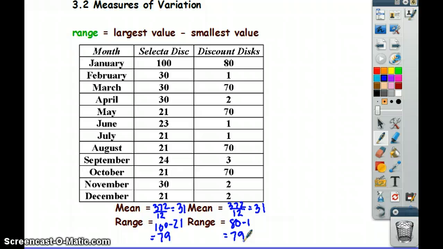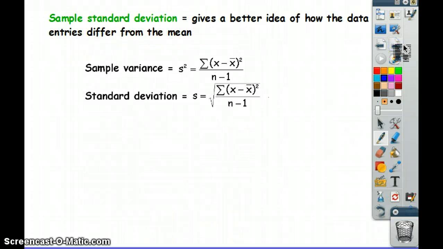And that is called the standard deviation. The formula for a standard deviation looks very complicated, so we're going to break it down into parts. We have the variance, this s squared. Remember sigma? Sigma means we're adding things up. We talked about sigma back when we were doing arithmetic series and geometric series.